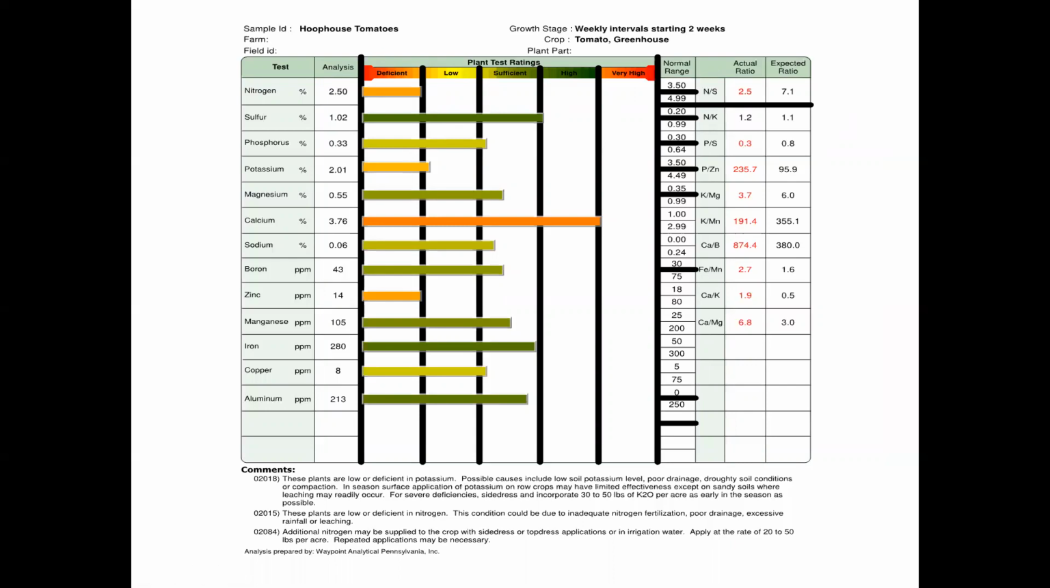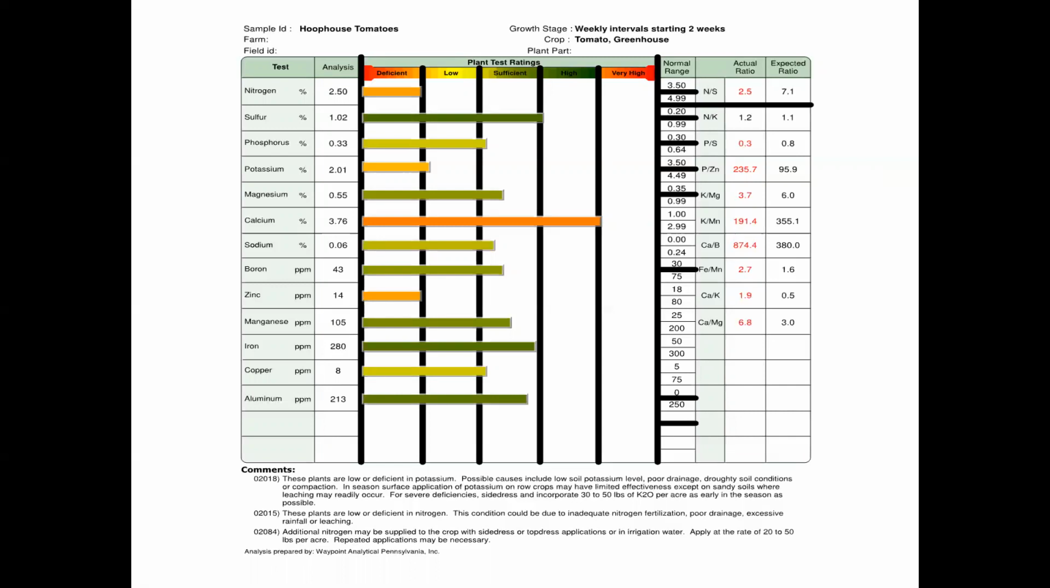But we can see here that nitrogen's running low, sulfur is very good, phosphorus is on the low side. Of course, potassium is very low. Usually on tomatoes at young growth stage, we want potassium to be in excess of 3.5. So we can get a little bit of a picture here of what's going on. Calcium levels are very good. Zinc levels are low.